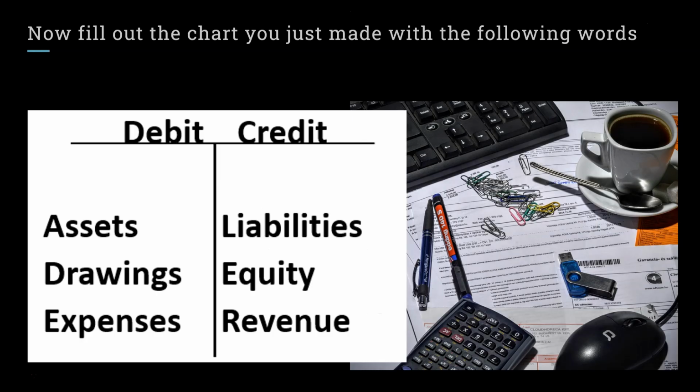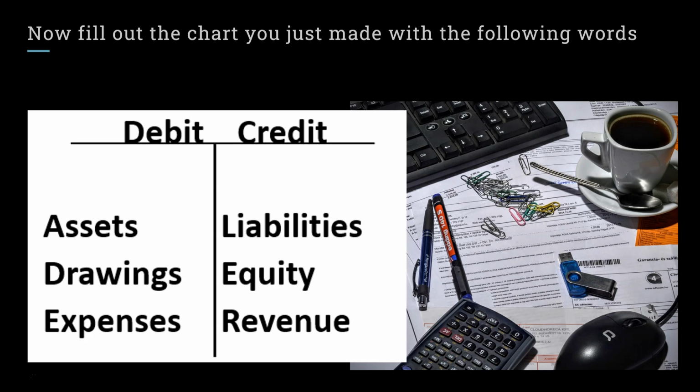You're going to take the letters you filled in the T, and you're going to start writing in the words that would fit in there. Debit for D, credit for C, ADE covered by assets, drawings, and expenses, liabilities, equity, and revenue covered by LER.